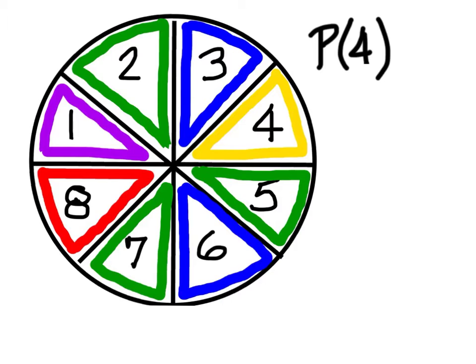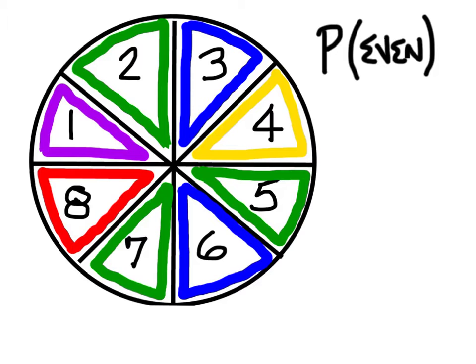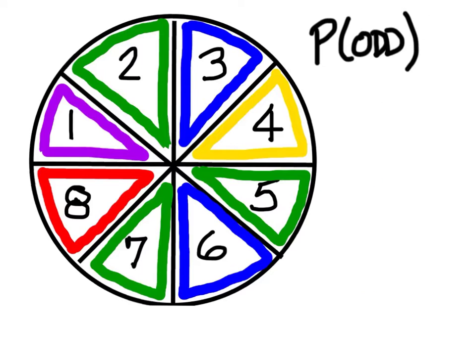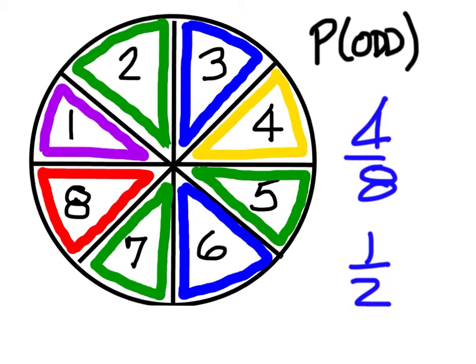Same spinner, different question. What's the probability of getting a 4? 1 over 8. The probability of getting an even number: 4 over 8, which should be what? 1 over 2. Always reduce. Probability of getting an odd number? Yep, 4 over 8, which is 1/2.